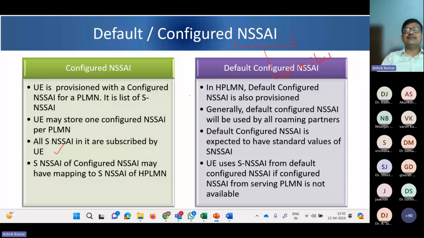The other is the default one. Default is like, if you are in a home network, there will be a certain number of slices which is default for you. So those are the default ones, right? Basically, when you go on roaming, generally the default configured slices are available to you. And this will have a standard. As I said earlier, while roaming, you'll have only standard slices available. So default means the standard type of slices, that is, the 3GPP defined ones.